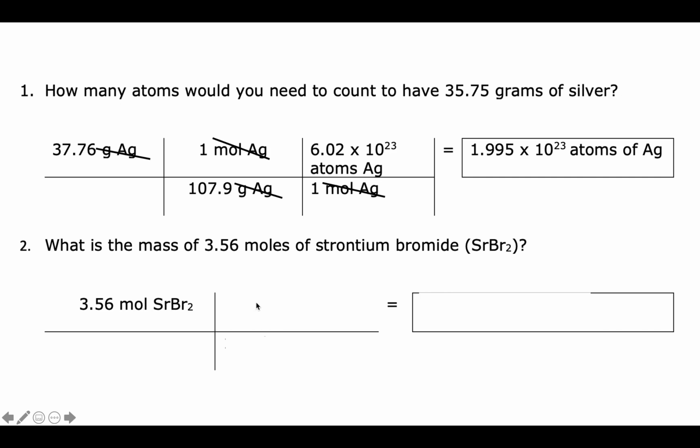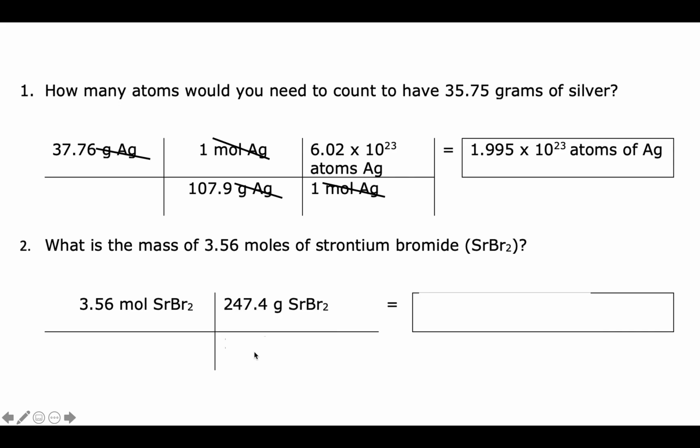Now it's a matter of which way we put that molar mass. We want grams per mole. We're going to look it up in the periodic table. We need to look up the molar mass of strontium and the molar mass of bromine times 2, add that up, and put that on top because we want grams in our answer. That was the question: what's the mass?